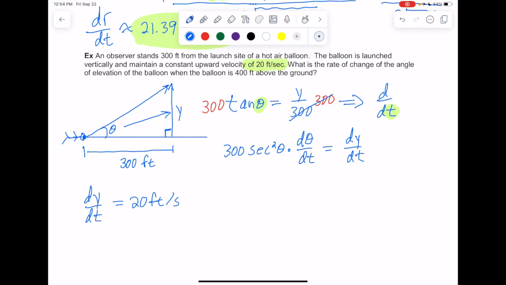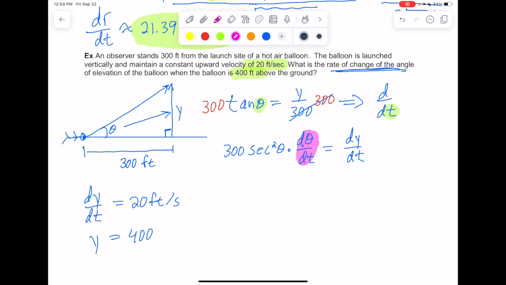What is the rate of change of the angle of elevation of the balloon when the balloon is 400 feet above the ground? So the 400 feet above the ground, notice that piece, that's not a rate. There's no per second in there. So that's just the height of the balloon at the time. So that's y equals 400. But they do want to know the rate of change of the angle. And so that would be the d theta dt. So that's our target, is d theta dt.